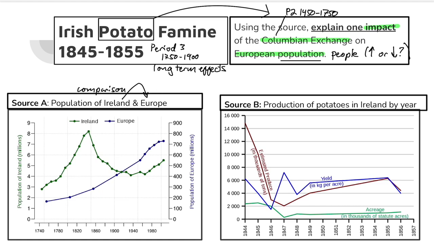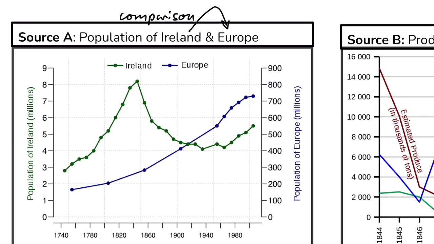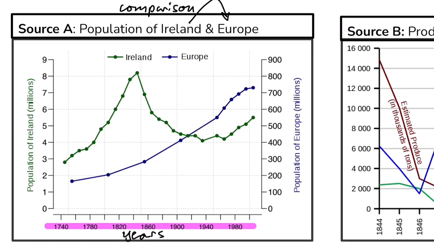Down here on the Cartesian plane, we have the x-axis. What does the x-axis show us? What are these numbers representing? They are dates. They are years. So this graph shows the years from 1740 all the way to the 2000s. So centuries covering the population changes in Europe.